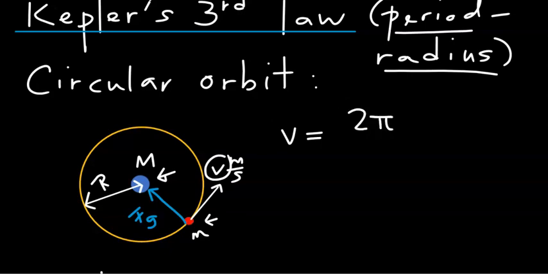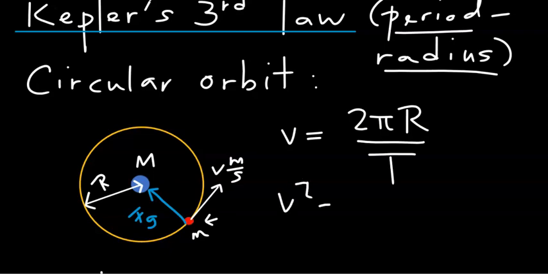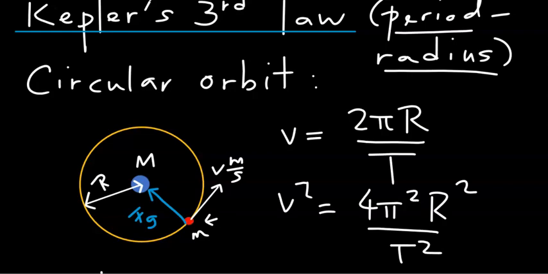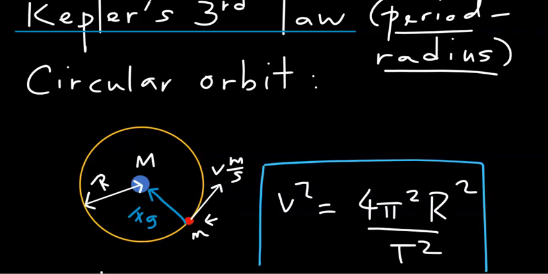The circumference of the orbit, 2 pi r, where r is the radius of the orbit, over the period of the orbit, T. Taking the square of this expression, we get v squared equals 4 pi squared r squared over T squared. As we have seen before, since this planet with mass little m is moving in a circular orbit, the centripetal force that it experiences is provided by the gravitational attraction from the central object with mass capital M.